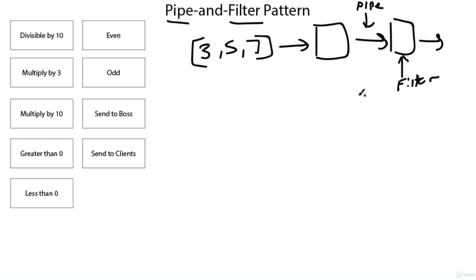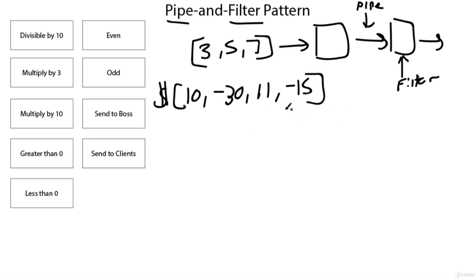Let's say that you have an investment company and you are working with stocks that went up and down. So you have this list of profits and losses on your stock. Maybe these are all in dollars. The first one is a positive 10, and then maybe a negative 30, and then a positive 11, and then a negative 15. Let's say that these are just the numbers that you're working with.